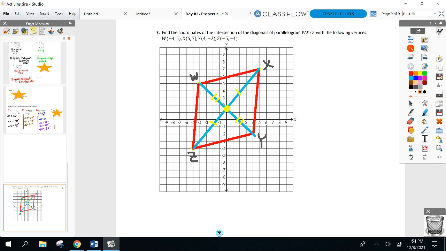You want to find the midpoint of diagonal WY? Go ahead. Or you want to find the midpoint of diagonal ZX? Go ahead. They both have the same midpoint. That's why they intersect there, because they bisect each other. They both have the same midpoint. And everyone's waiting for me to stop so I can tell you the midpoint formula again, right? What is it? Midpoint formula?